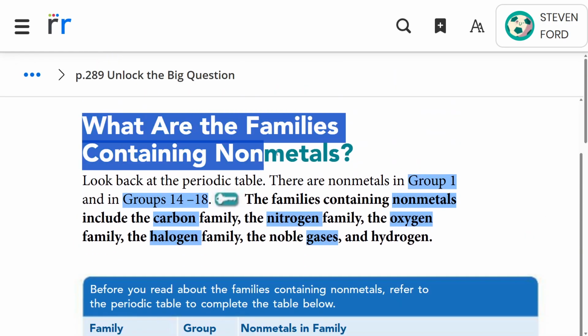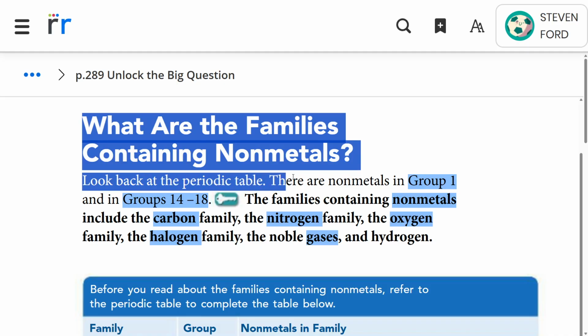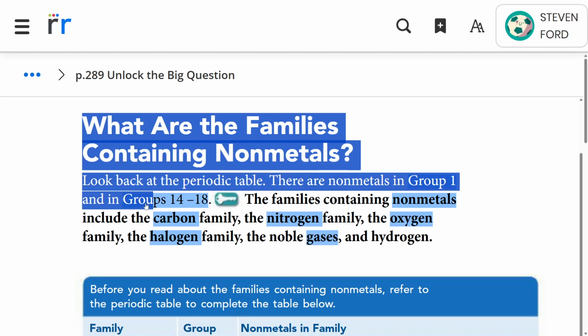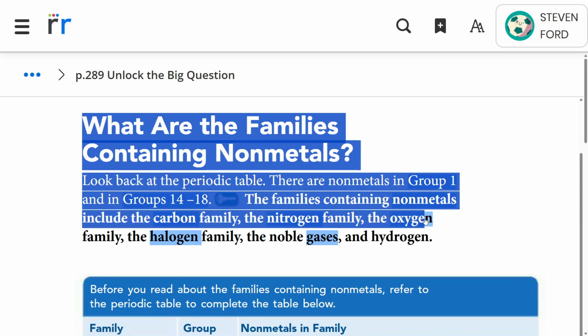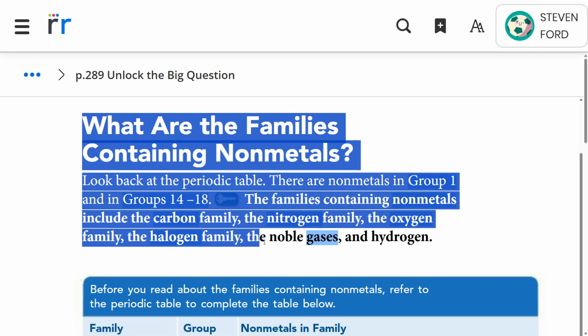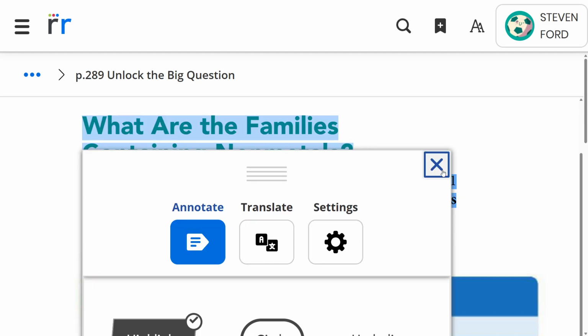What are the families containing nonmetals? Look back at the periodic table. There are nonmetals in group 1 and groups 14 to 18. The families containing nonmetals include the carbon family, nitrogen family, oxygen family, halogen family, the noble gases, and hydrogen.